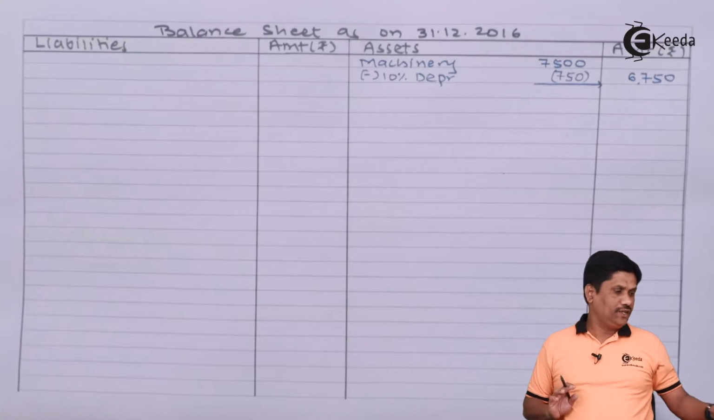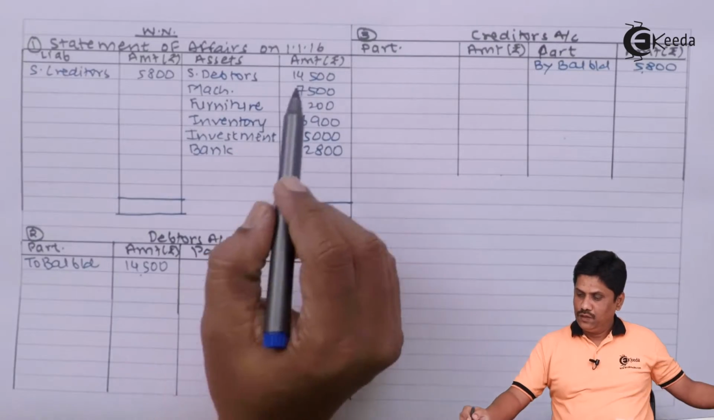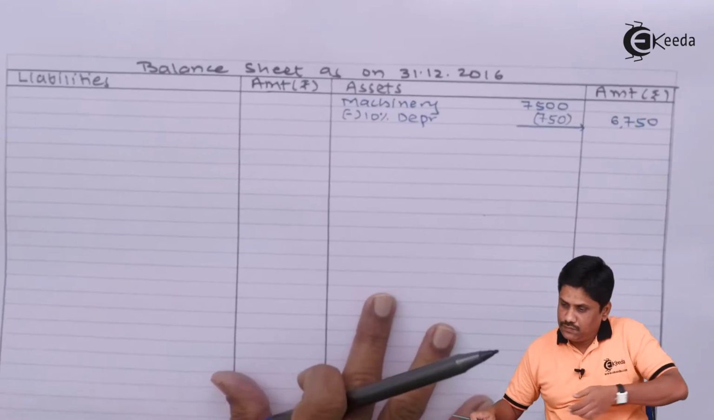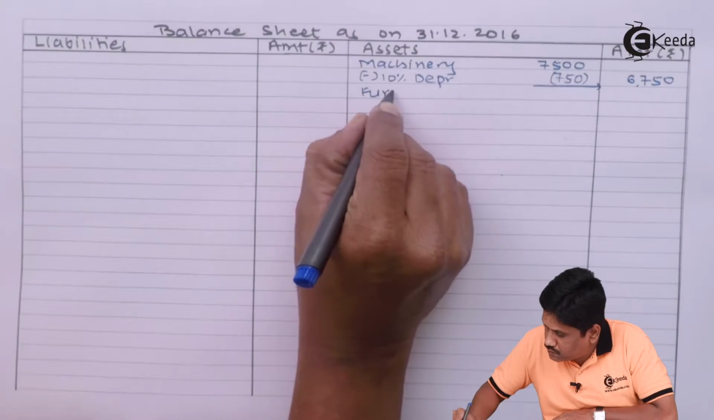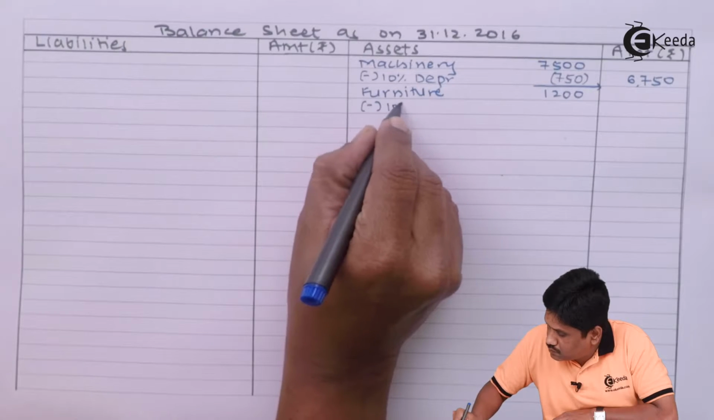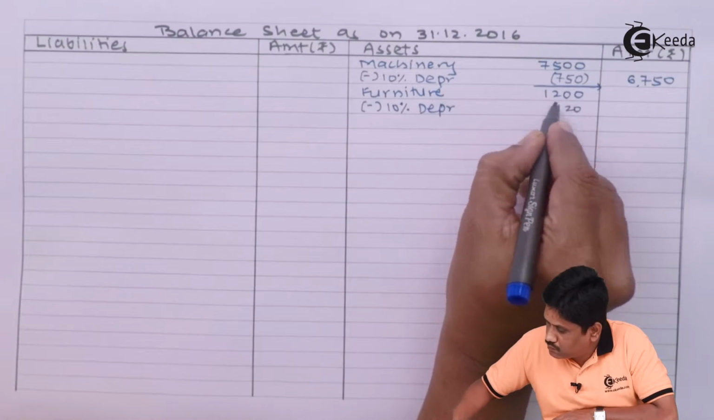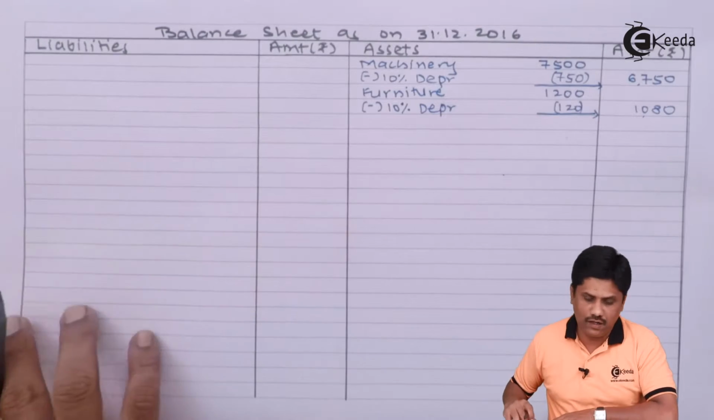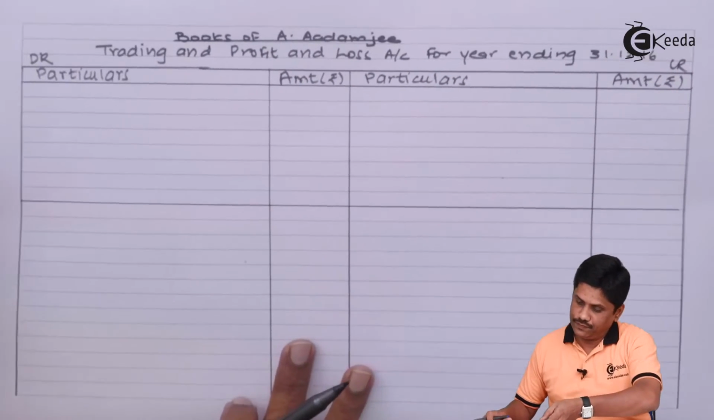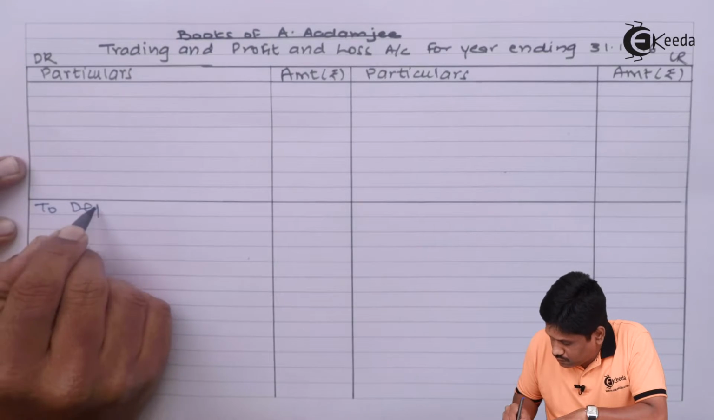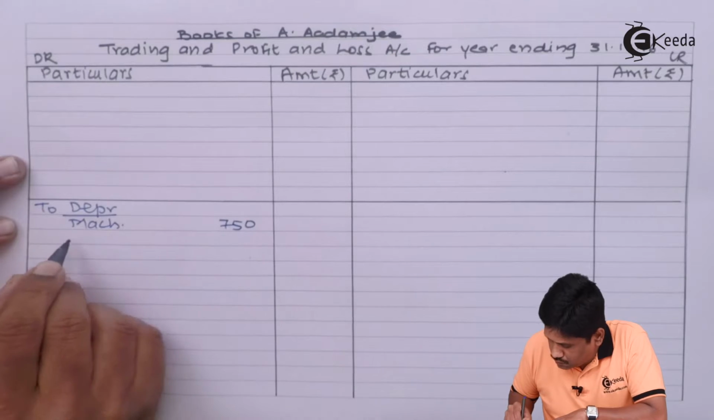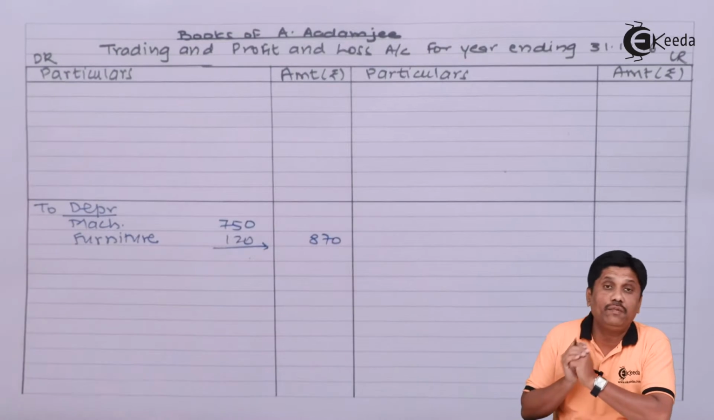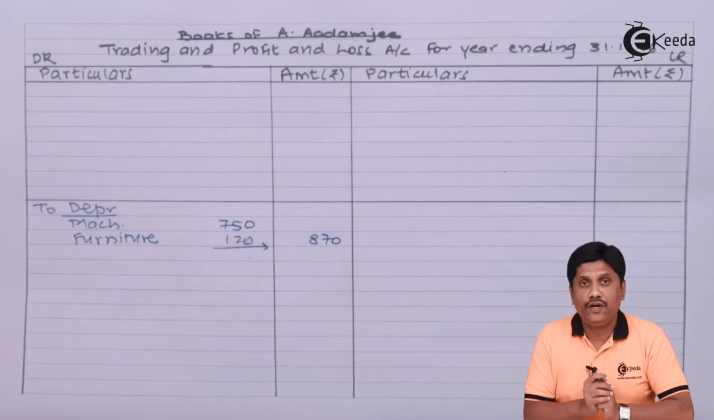We have one more fixed asset besides machinery, that is furniture, which we have 1200. I am writing that also. Both of these depreciations I will debit to P&L account. So simultaneously we have completed adjustment also with regard to furniture and machinery.